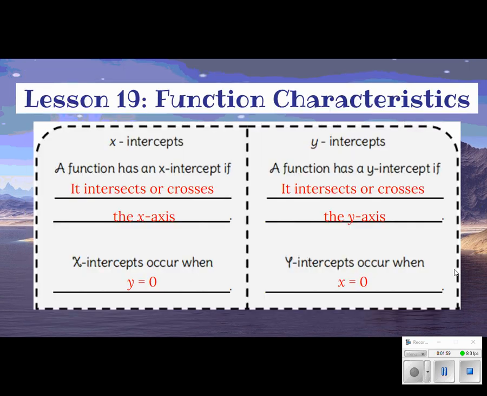Okay, so x-intercepts. A function has an x-intercept if it crosses or intersects the x-axis. An x-intercept occurs when y equals 0. So if you were going to plot x-intercepts, the y coordinate would always be 0. And then a y-intercept: a function has a y-intercept if it intersects or crosses the y-axis, and y-intercepts occur when x equals 0. So on the y-axis, all of the x values are 0.